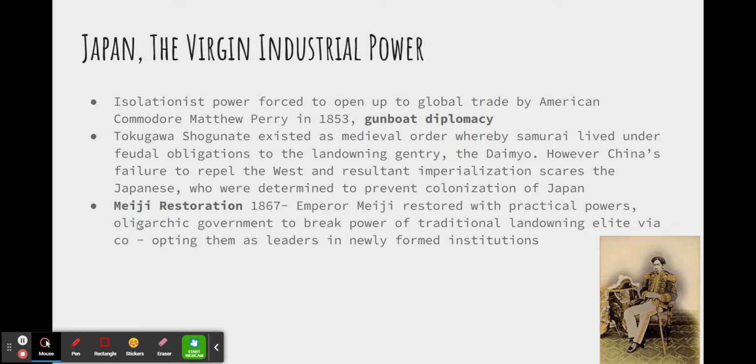Now, what brought this about, of course, in Japan, this great political change, was the Meiji Restoration in 1867, whereby Emperor Meiji was restored with practical powers. Now, there was, of course, an oligarchic government at play doing the real work, but the emperor was back for better or for worse. Now, to break the power of the traditional landholding elite, what the Meiji government decided to do was to simply co-opt these daimyo as leaders and functionaries in the newly formed institutions, which of course were the Imperial Japanese Army and Navy.